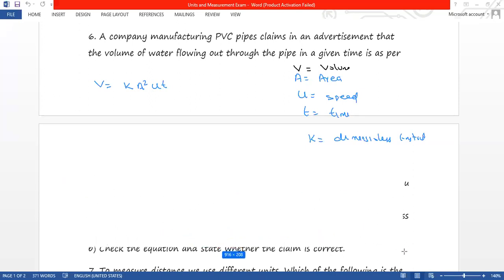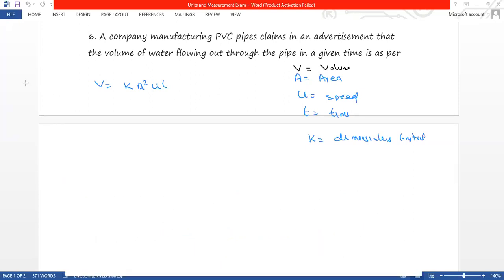So we can check this one, right? What is the dimension of volume? This is the LHS, equal to the dimension of volume. Volume equals L cube. Clear, right? L cube. This is the dimension of the left side.